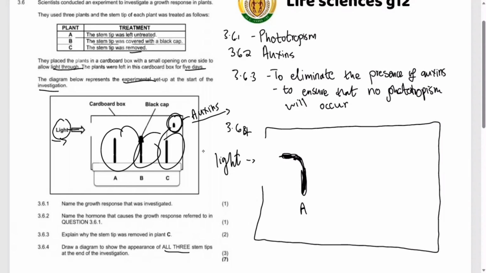Why? Because we have the light, and they said that the stem tip was left untreated. It will bend towards the light, because auxins are sensitive to light. They will migrate to the darker side, causing cell elongation. That will cause the stem to bend towards the light.